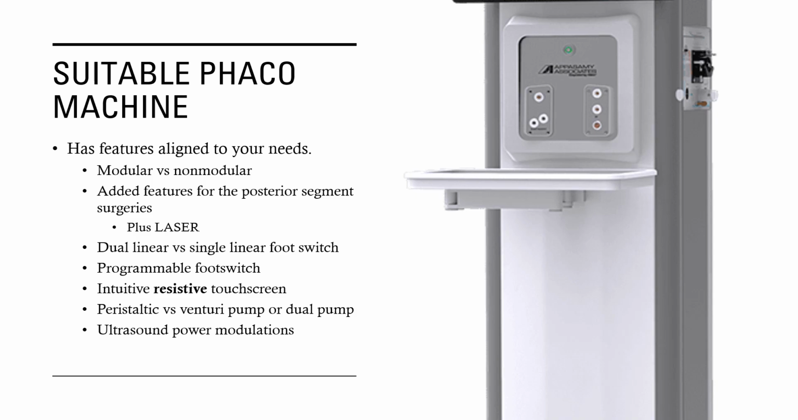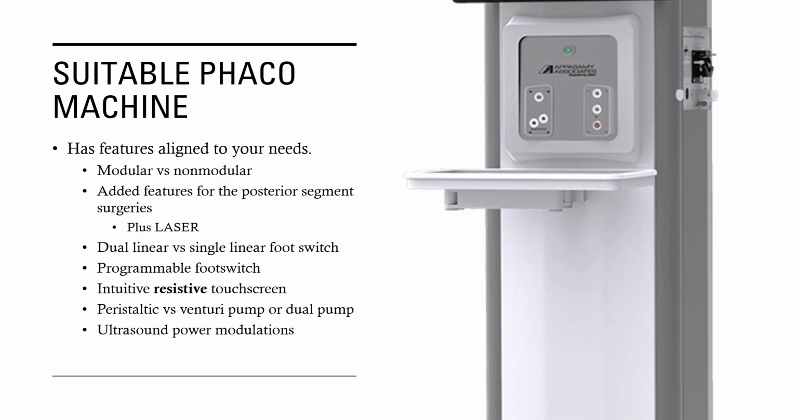Then there are foot switches, which are dual linear versus single linear foot switch. One of the audience at the conference was very concerned with this particular feature and realized that when you have to do vitrectomy, especially when you have retained cortex along with PCR and vitreous prolapse, this may be a very useful feature, and indeed it is, because at moments you are cutting vitreous and at moments you want to aspirate the cortex and not cut it. So a dual linear foot switch will provide you that flexibility.